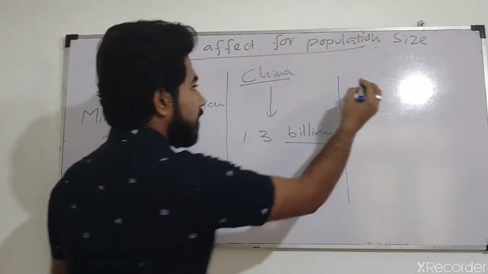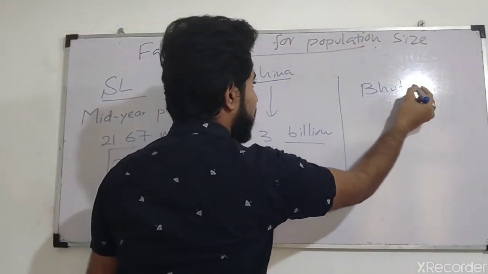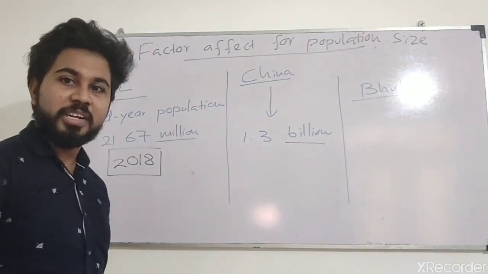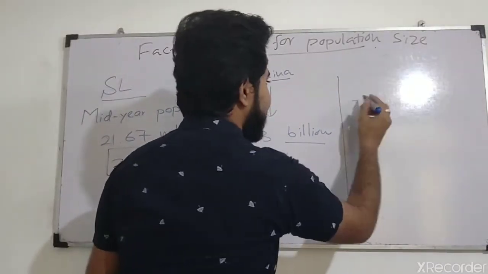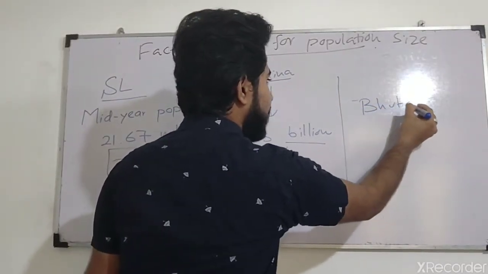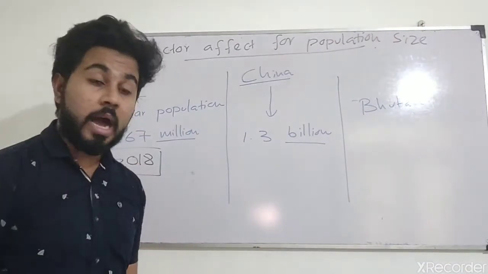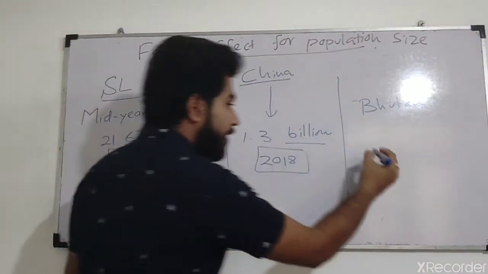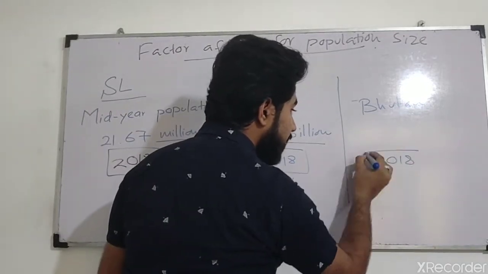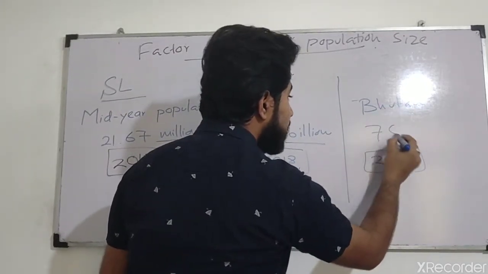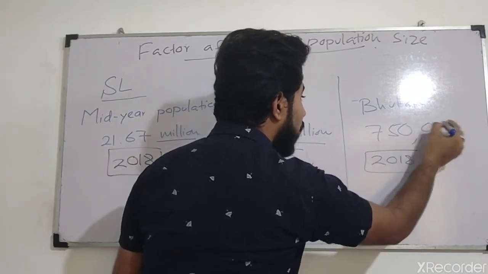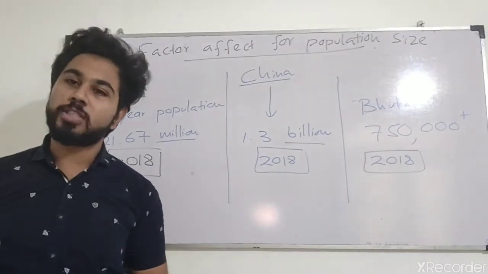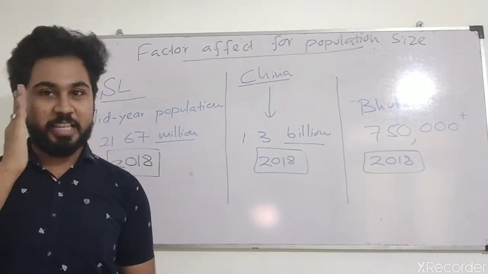And the next one, we consider the country Bhutan. So what's the specialty of Bhutan? This is the statistic relevant for year 2018, and the mid-year population was around 750,000, more than 750,000 or around 750,000.